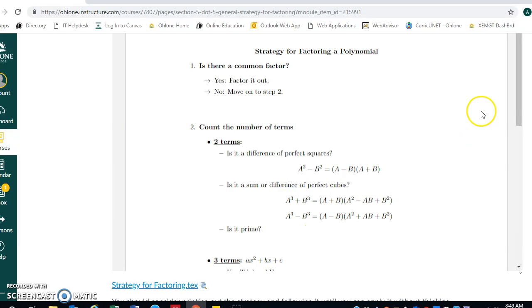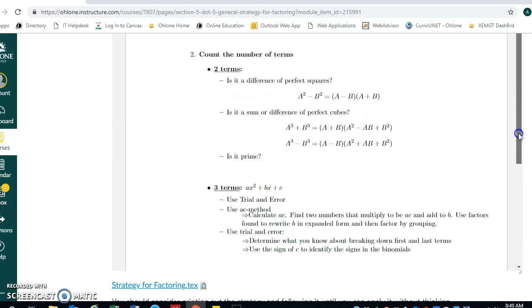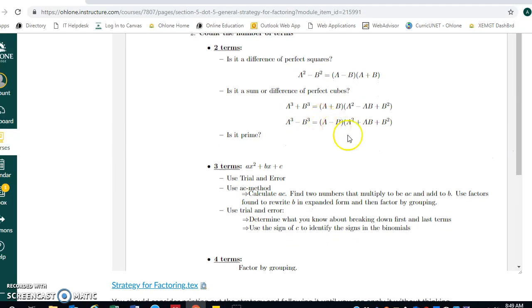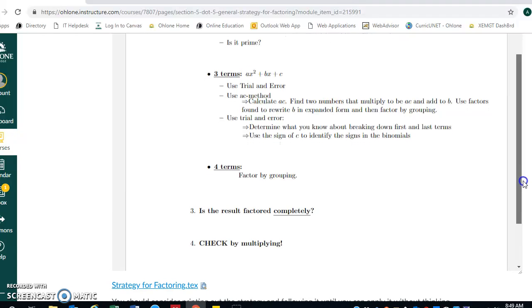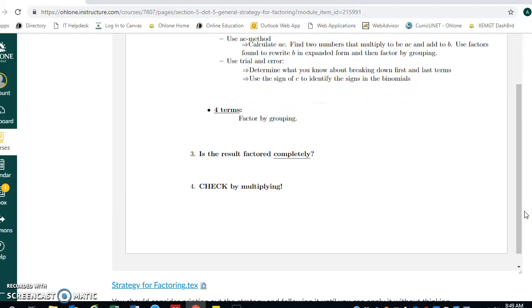Then you're going to go through the process of counting your terms, just so that you know whether you're looking at a 2-term, 3-term, or 4-term polynomial. Make sure you take the time to learn these different formulas. A difference of perfect squares you'll probably be able to figure out on the test, but a sum or difference of perfect cubes is a little bit more complicated, and you're not going to just stumble on it. So you want to make sure that you take the time to learn those formulas. 3-term, 4-term polynomials, and then at the end you always need to make sure that you finish up with 2 steps.